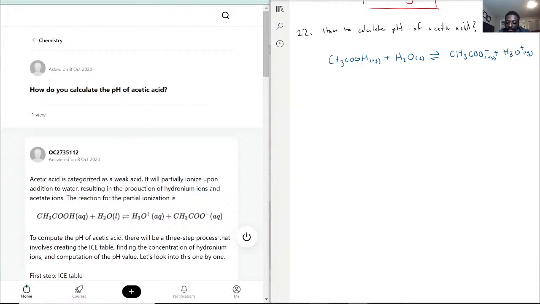Okay, so now that we have this, to calculate the pH, I want to make sure we label these. This is the acid, HA. This is the conjugate base, A minus, as discussed earlier as well. And then we have the H3O plus, okay?